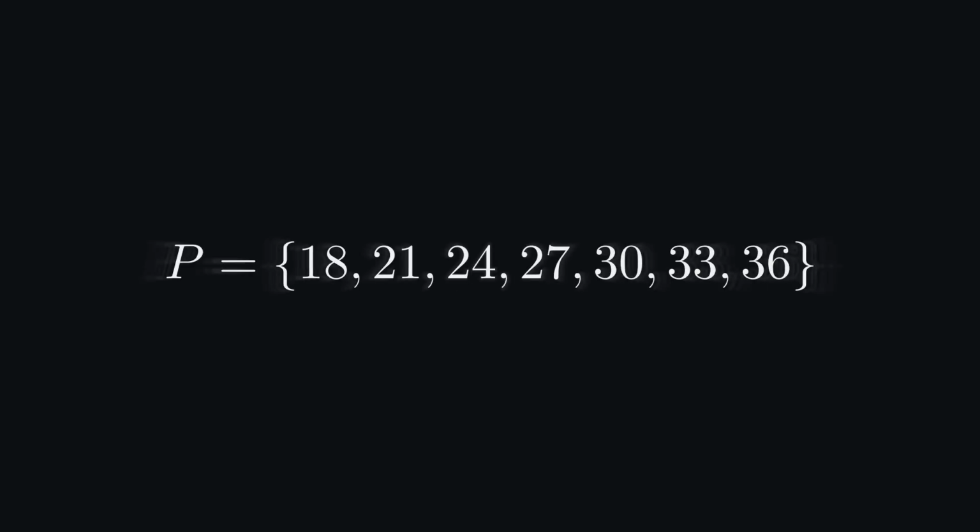Let's write down the elements of set P. Set P consists of 18, 21, 24, 27, 30, 33, and 36.